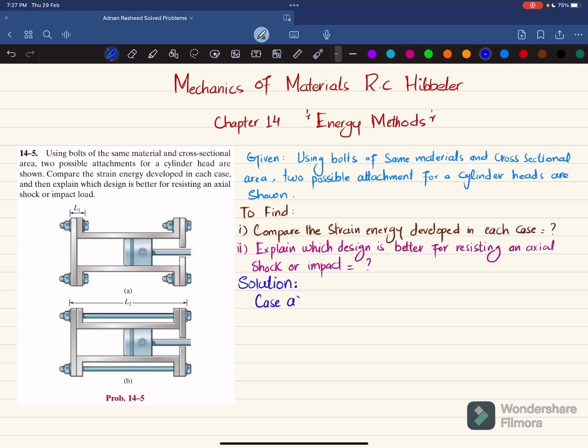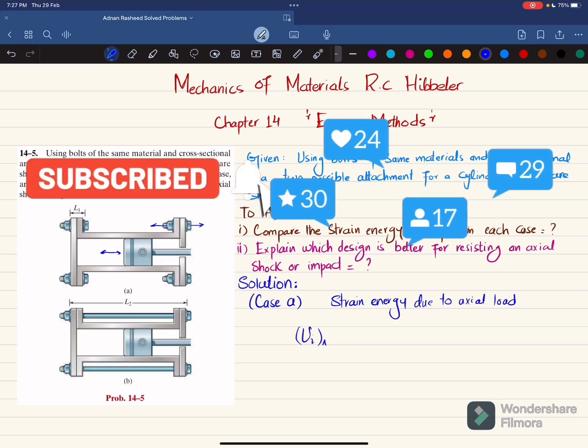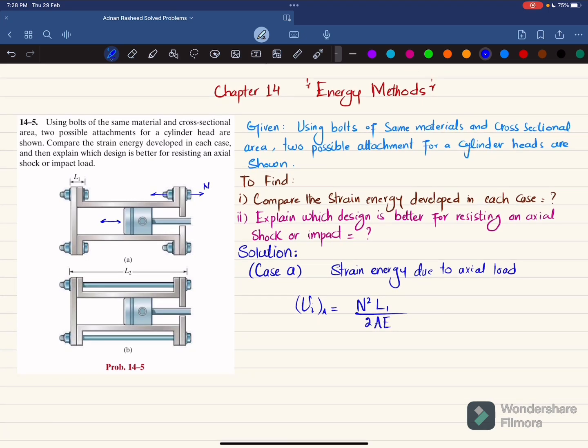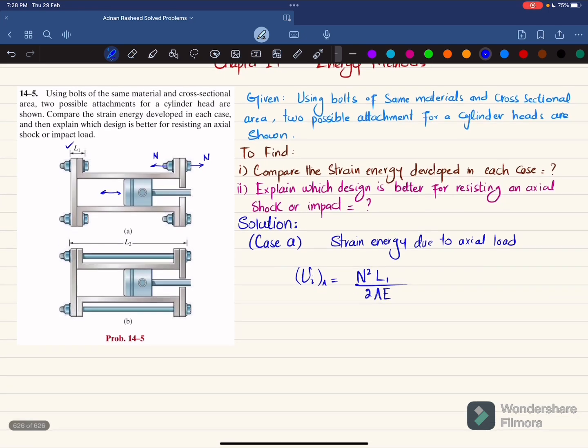For case A, you can see that due to the movement of this piston, there will be a shock or axial load in this bolt, and the bolt experiences tensile or axial stress. We know that strain energy due to axial load can be represented as Ui. Since this is for case A, I will write A, and that is equal to N squared L1 divided by 2AE. Since the cross-sectional area and material are the same, I write AE. N is the normal force in this bolt, and L1 is the length of this bolt. So this is the strain energy in case A.